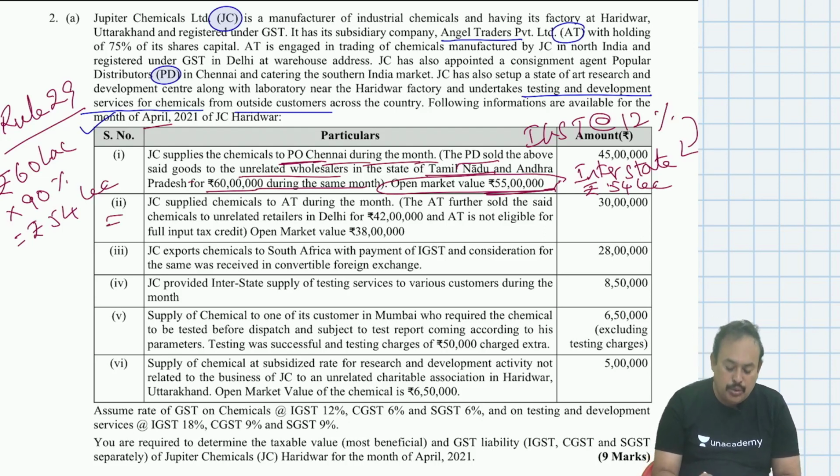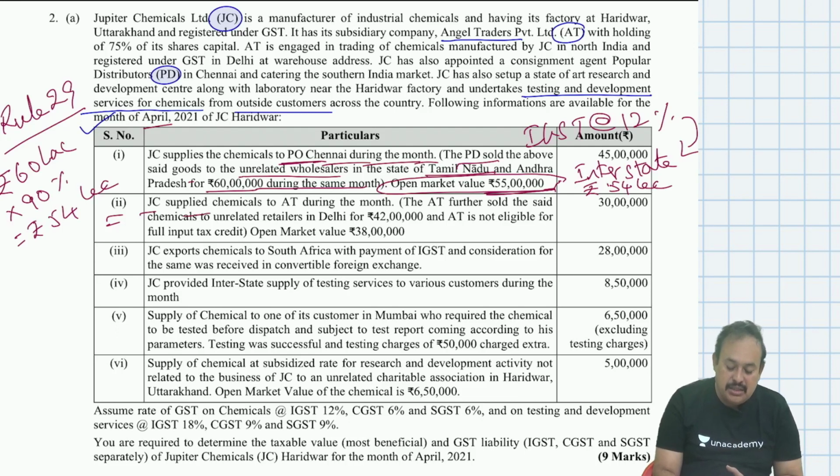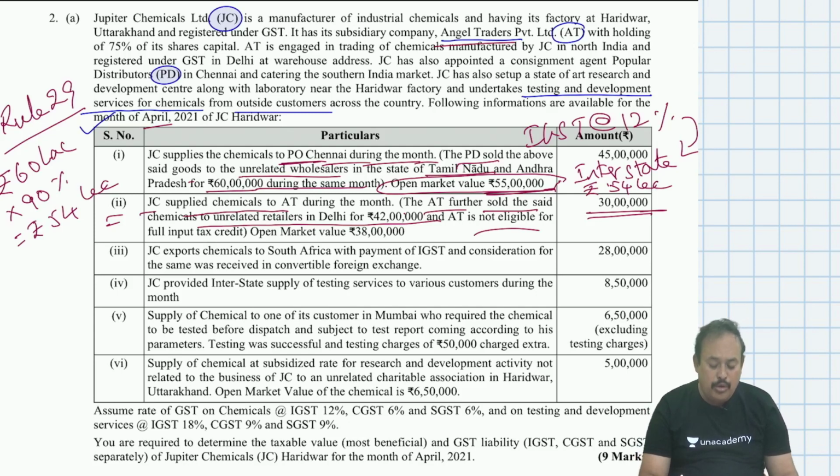Further, point number 2, JC, Jupiter Chemicals, supplied chemicals to AT, means Angel Traders, who are the related parties, at what price they supplies here? At 30 lakhs. But the Angel Traders, related party, further sold the said chemical to 100 persons at 42 lakh, and the Angel Traders not eligible for full amount of input tax credit.